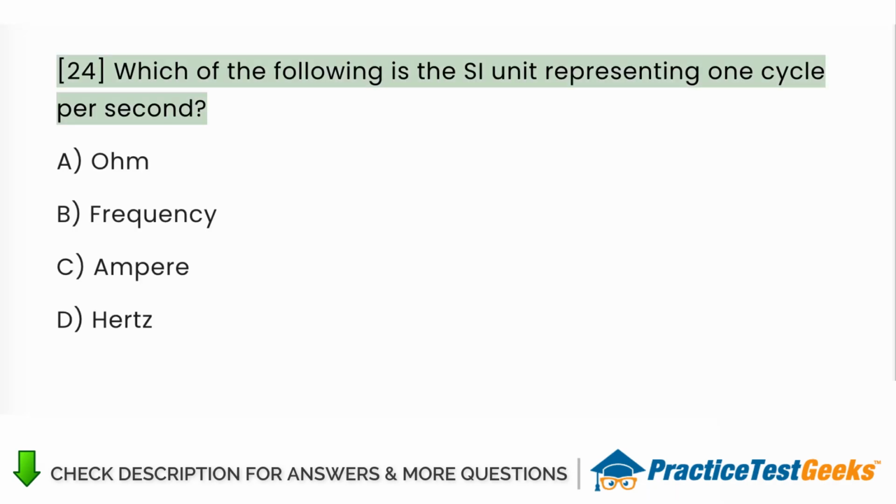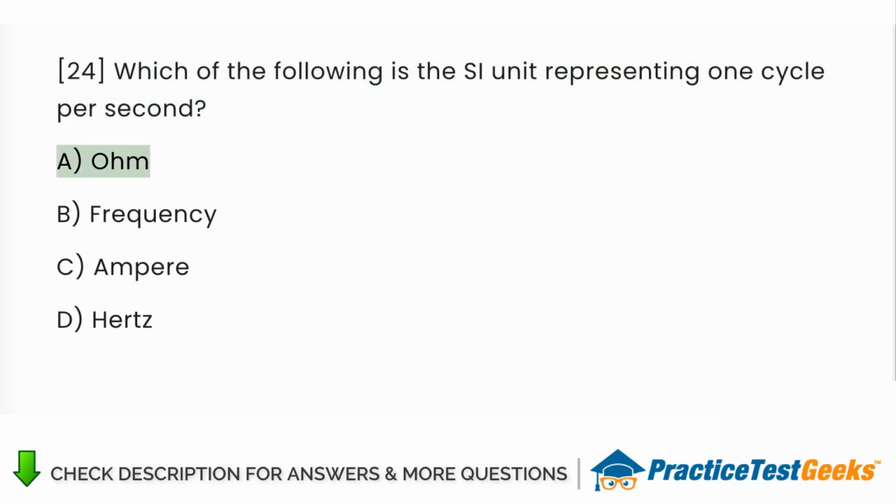Which of the following is the SI unit representing 1 cycle per second? A. Ohm. B. Frequency. C. Ampere. D. Hertz.